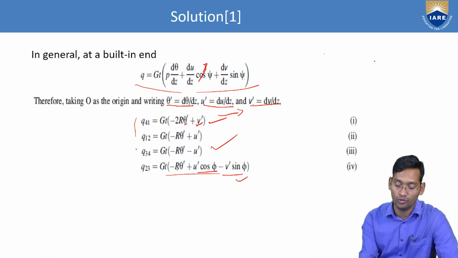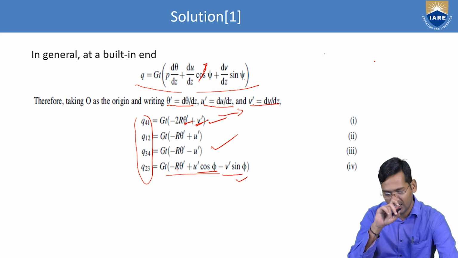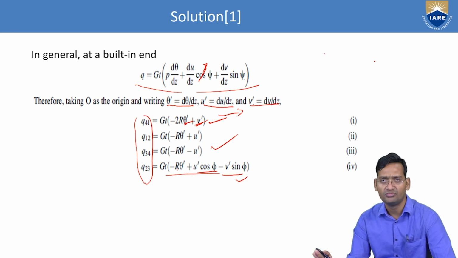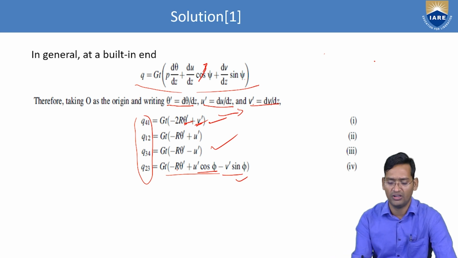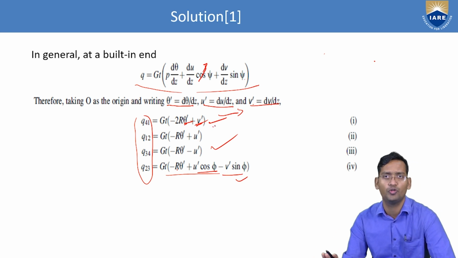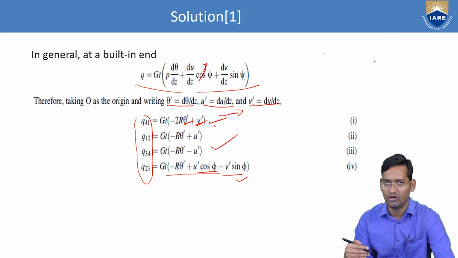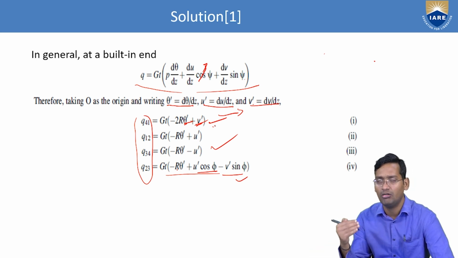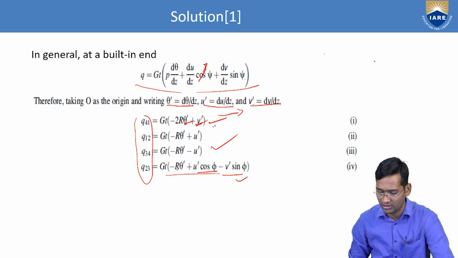For finding these 4 values, we required the theta dash, v dash and u dash values. Once we have these 3, we can substitute here and we will get the values of q41, q12, q34 and q23. So next, what step is there? Take the vertical and horizontal moment equal to 0, find 3 equations, because 3 unknowns are there, and substitute.